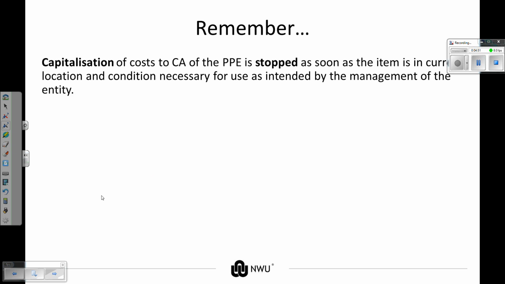Remember, the capitalization of the cost to the carrying amount of PPE will stop as soon as the PPE item is in the current location and it's already in the condition necessary for use as intended by the management of the entity.